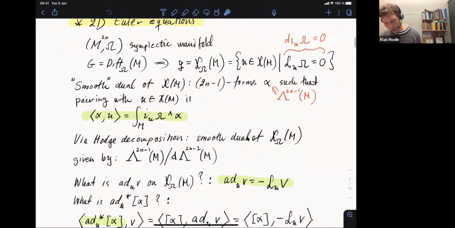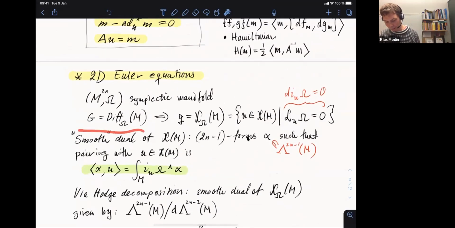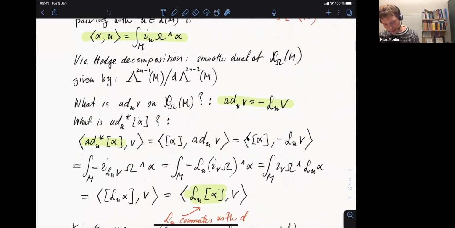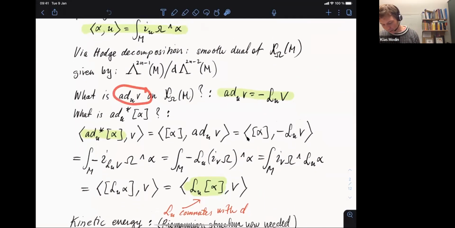So what have we done so far? Well, not so much. We identified the group, we identified the algebra, and we identified the dual of the algebra, which is sort of where our momentum variable lives. And now we want to say something about the dynamics. So what is ad? What is the ad operator here? Well, it's just the Lie derivative. In fact, it turns out to be minus the Lie derivative. This is some convention, I think, because the Lie derivative, the way I view it, is derived from the right action, whereas this ad one comes from a left action.